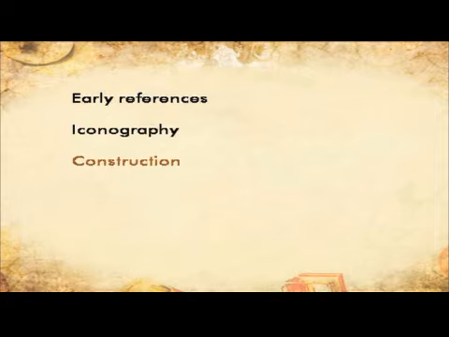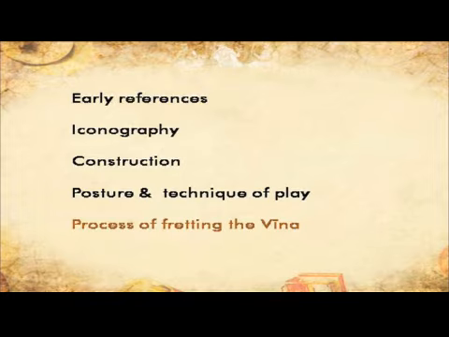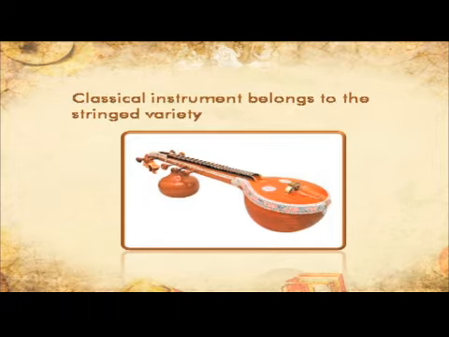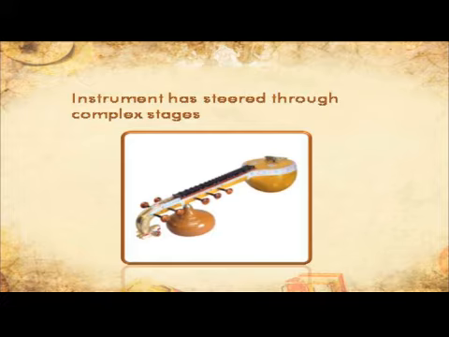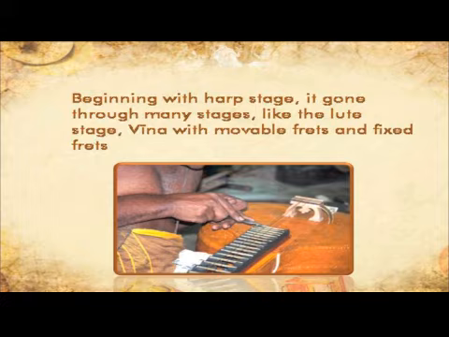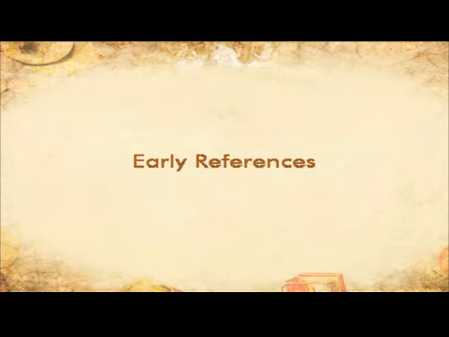Early references, iconography, construction, posture and technique of play, and process of fretting the veena. The veena. Veena is a classical instrument belonging to the stringed variety. This instrument has steered its way through complex stages before reaching the present status. Beginning with the harp stage, it has passed through many stages like the lute stage, veenas with movable frets, and veenas with fixed frets.